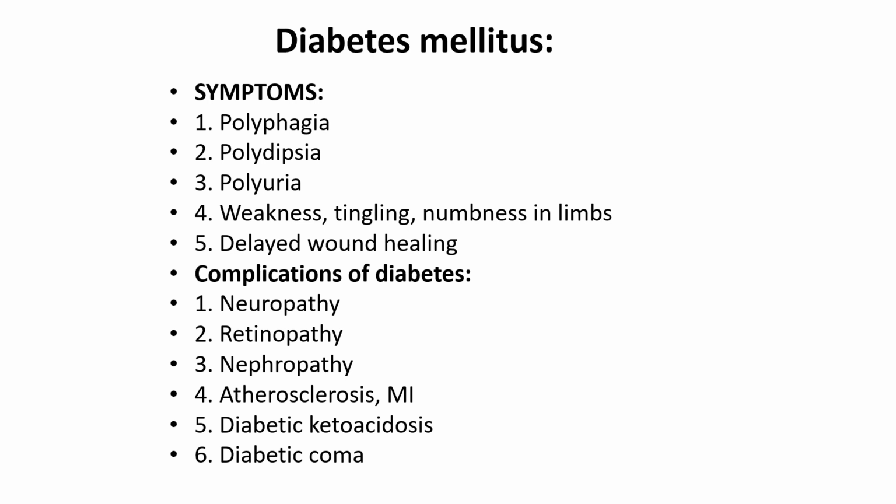And the patient also gets the symptoms of weakness, tingling and numbness in the limbs. And if the diabetes is not controlled, then complications of diabetes may be neuropathy, that is involvement of the nerves, then retinopathy, involvement of the eyes, nephropathy, involvement of the kidneys, then heart. So there can be atherosclerosis or myocardial infarction, and then because of the accumulation of ketones, the patient may get diabetic ketoacidosis or diabetic coma. So these are the complications of uncontrolled diabetes.